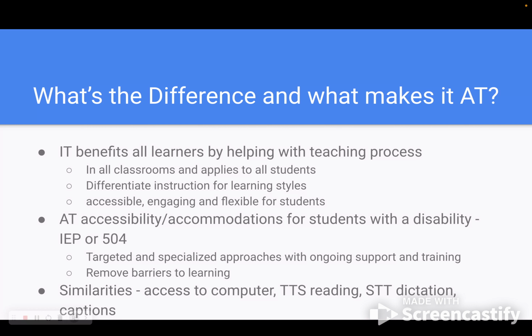Assistive technology is related to accessibility and accommodations for students with a disability, generally on an IEP plan, but possibly on a 504 plan. These are targeted and specialized approaches with ongoing support and training. They remove the barriers to learning for students with disabilities. Some similarities include access to a computer in both settings, text-to-speech reading, speech-to-text dictation, and live captioning.